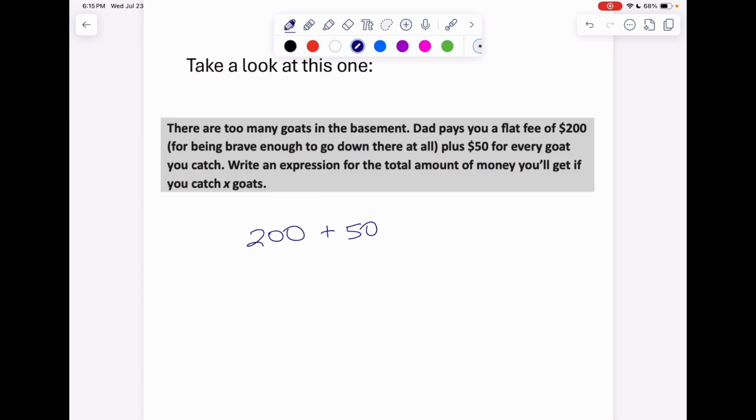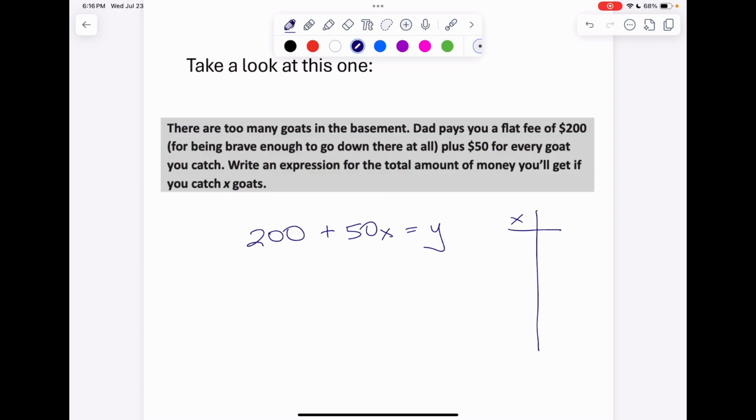So I'm going to add on 50, not just one time, but however many times the number of goats I catch. So I can put a little X here to represent the number of goats. And that should equal the total amount of money I make. We'll call that Y. So let's just test this out.